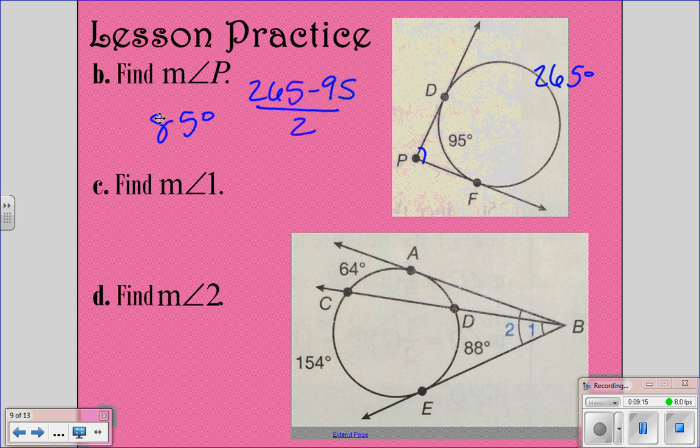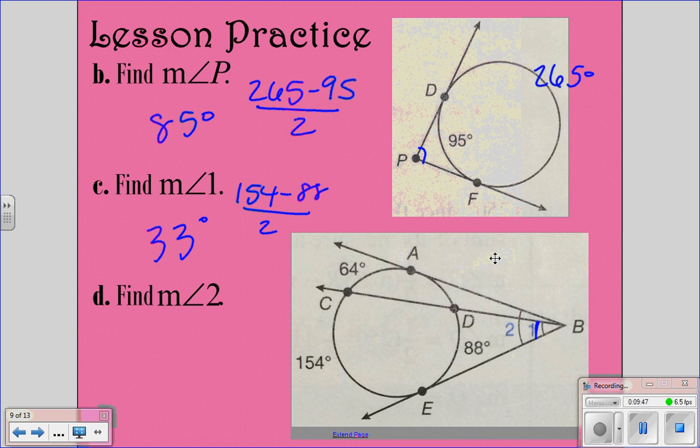Okay, looking at the next one, we want to find the measure of angle 1. So angle 1 is this part of the angle right here. And so we're going to say 154 minus 88 and then divide by 2. And so 154 minus 88 is 66, and if you divide that by 2, you're going to get 33 degrees.